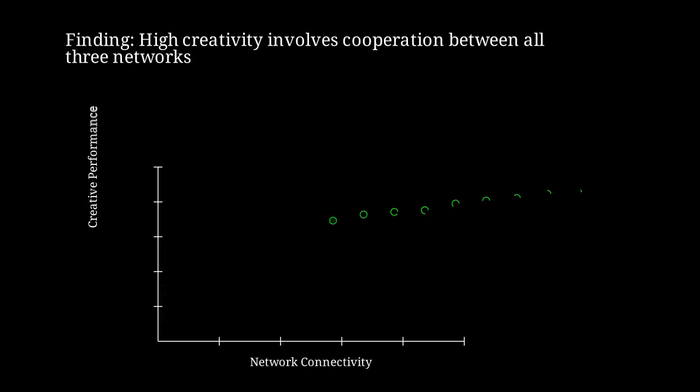Here's a simplified representation of their findings. As the connectivity between networks increases along the horizontal axis, creative performance increases along the vertical axis. The red line shows the positive correlation.